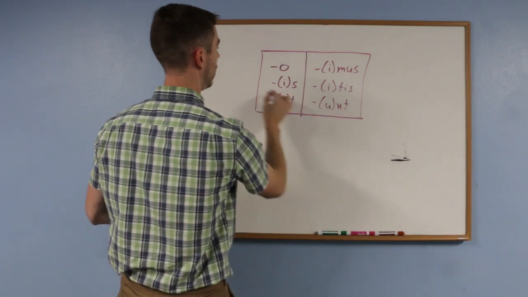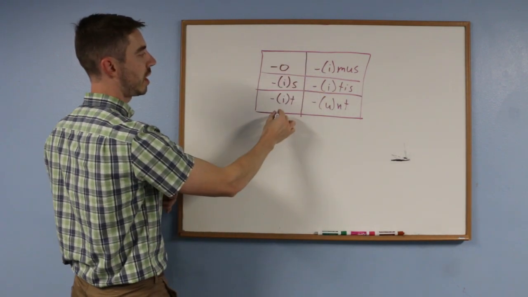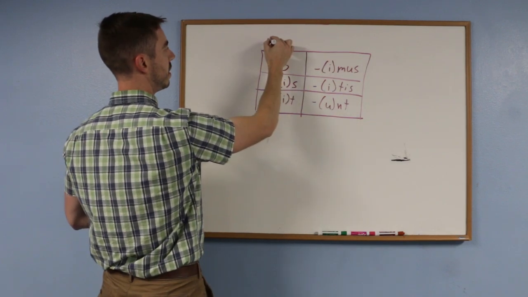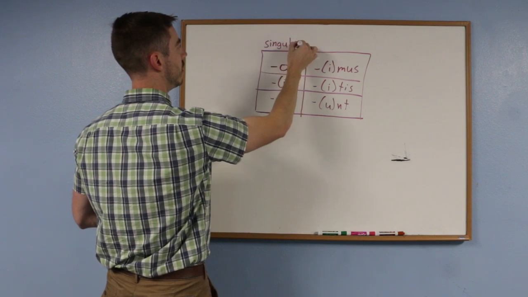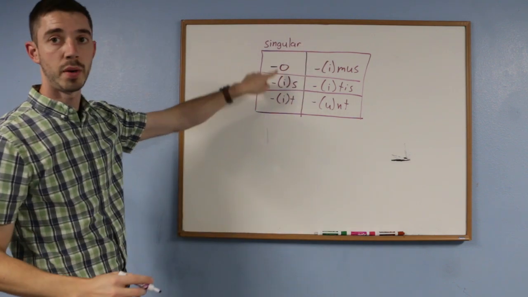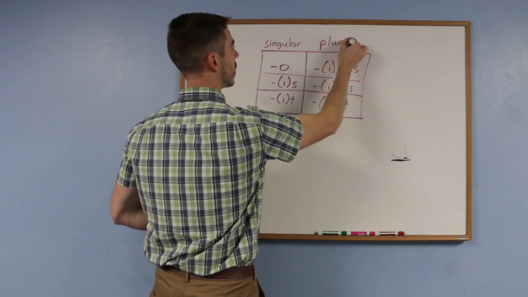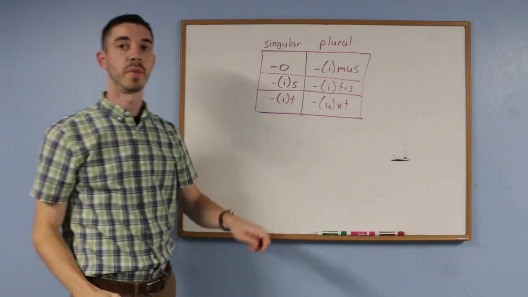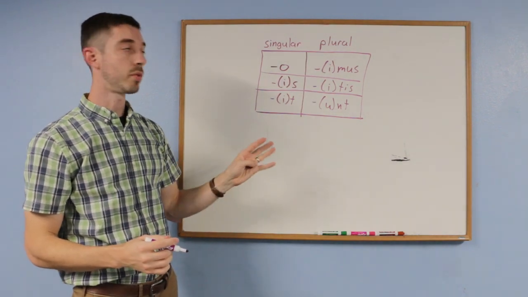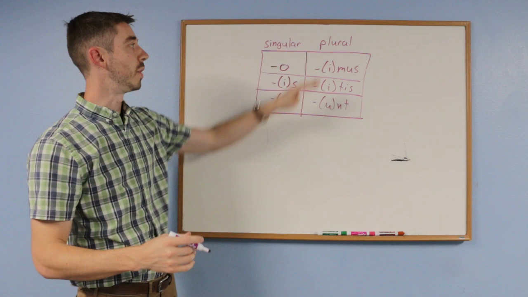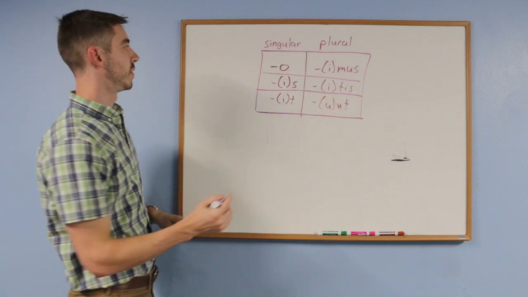For each column, this is what we call singular. That means there's only one person doing the action. This is what we call plural. That means there are multiple people doing the action. It could be 2, 3, 4, 100, but it just means more than one person doing the action.